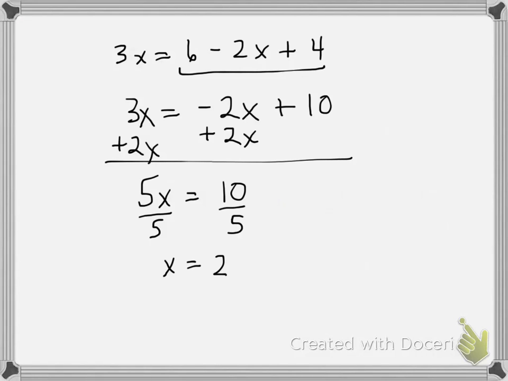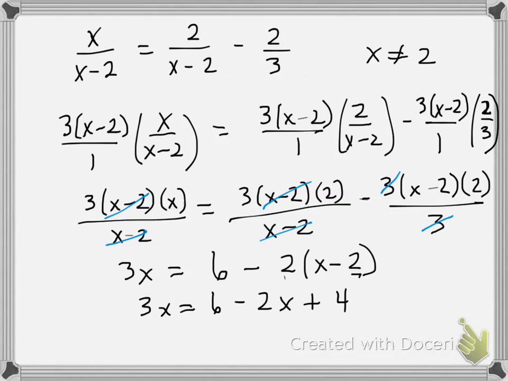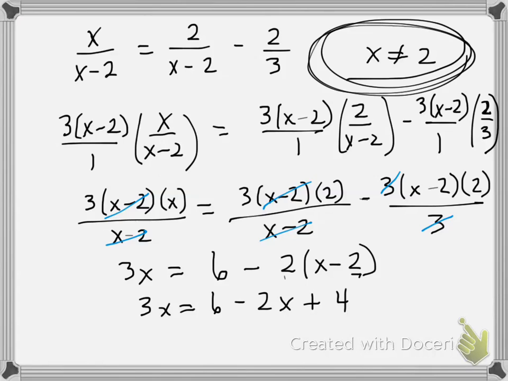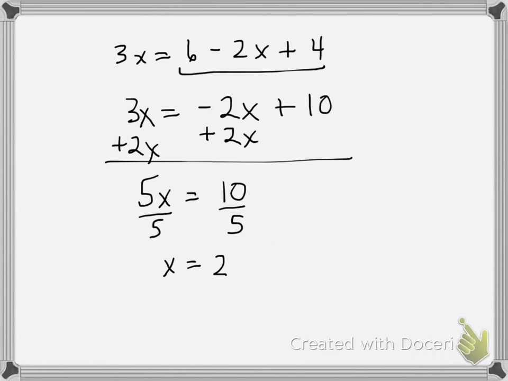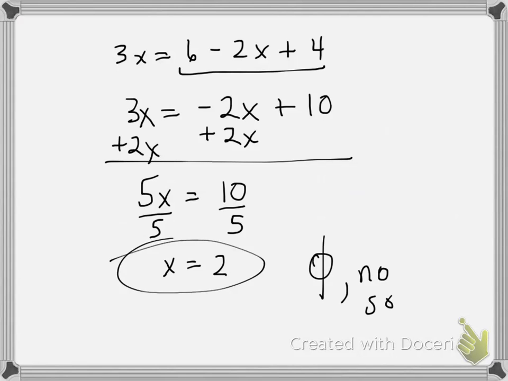Now do I go whoop whoop? Problem's done? No, because what was the one number that we could not have as a solution? And I'll go back to our original page. We have this at the beginning, that x cannot equal 2, but wait a minute, I got x equals 2. So what does this mean for us? Our answer is the empty set or no solution.